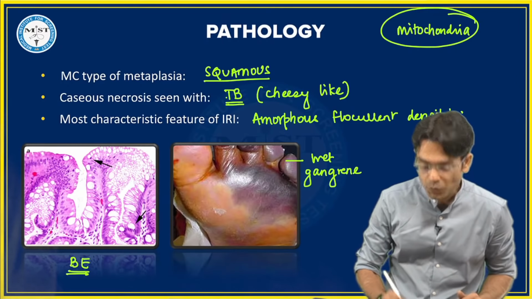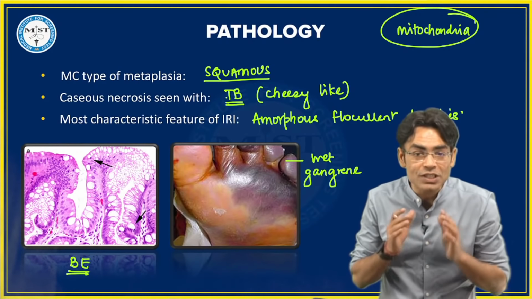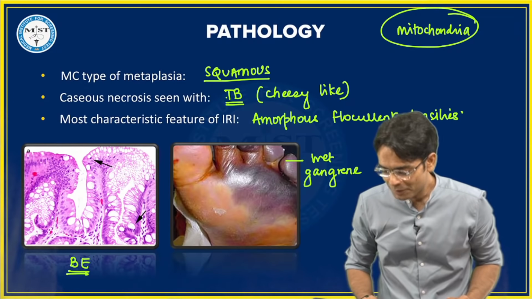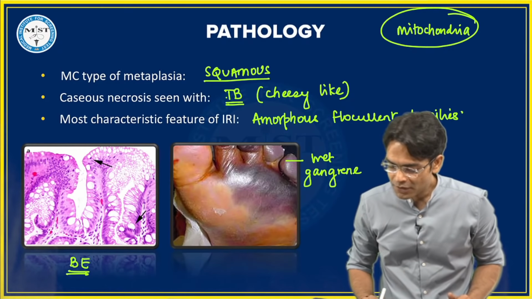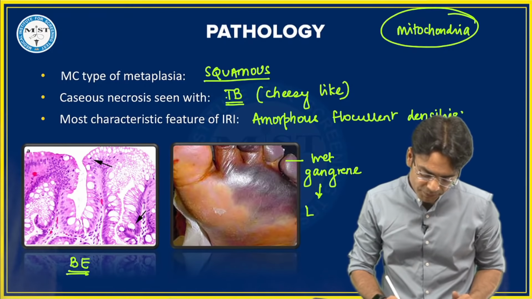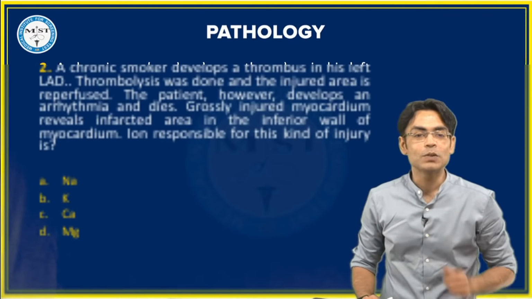And one more question I want to ask here: wet gangrene is which type of necrosis? Which type? Very good, Kevin. This is your liquefactive necrosis. Amazing. So this will be your liquefactive necrosis. Moving ahead to the second question.